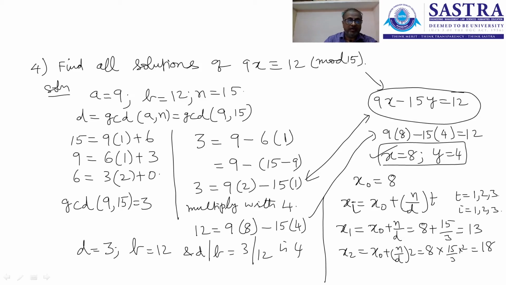And so I will have like this, x0 is equal to 8, 13, 18. And now the next step would be, because I should have 4 values, what will be x3? I'll have x3, which will be x0 plus n by d into 3. This will be 8 plus 15 by 3 into 3, which will give you 23. So these are the solutions: 8, 13, 18 and 23. So these are the solutions to the given congruence, namely 9x is congruent to 12 mod 15.